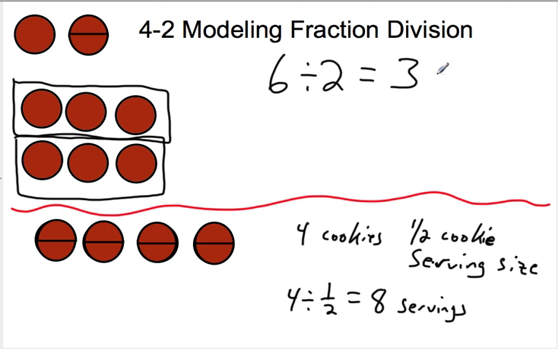So in the top case, we got 3 cookies. And in this case, we took 4 cookies and divided them by half cookie servings to get 8 servings, right? So in this case, a number divided by a fraction less than 1 actually gives us a larger number. So our quotient here was smaller than our original number, and our quotient here is larger than our original number. So we can conclude that by dividing by a number less than 1, we actually get a larger number.